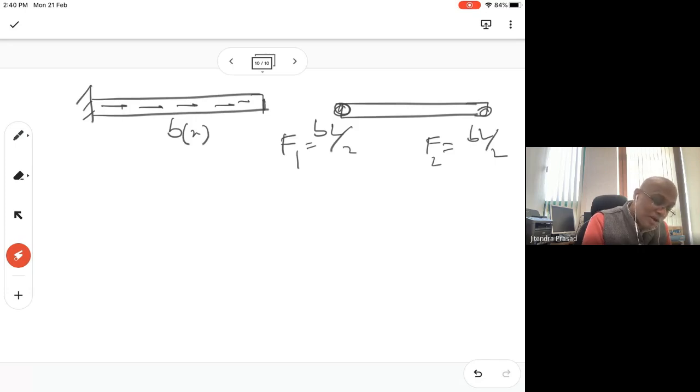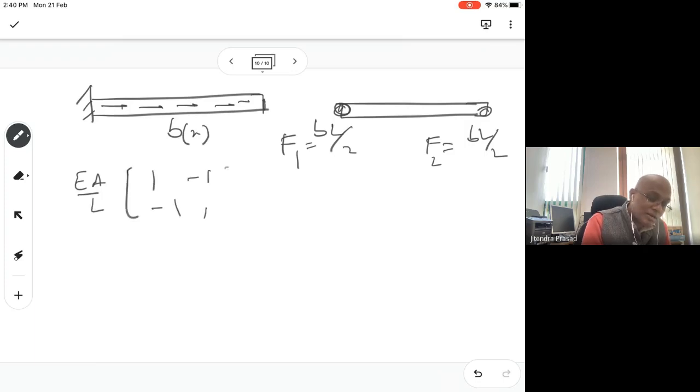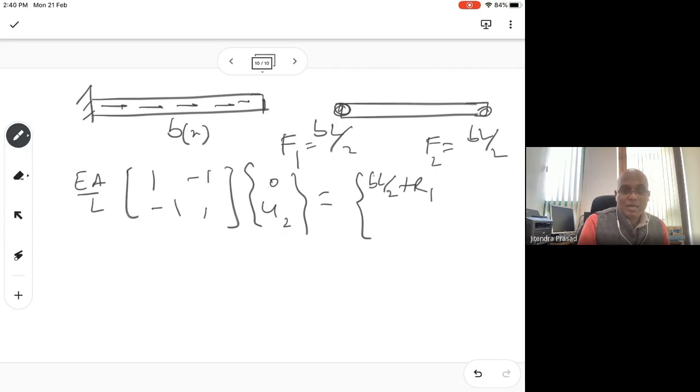So if you want to solve this one, how will you solve? You will solve like this. You will say A over L, and then 1 minus 1, minus 1, 1. And then you say U1 equals 0, and U2, we don't know what that is. You will tell this one we don't know, although this one is BL over 2. So you write BL over 2 plus reaction R1, right? And second one is 0.